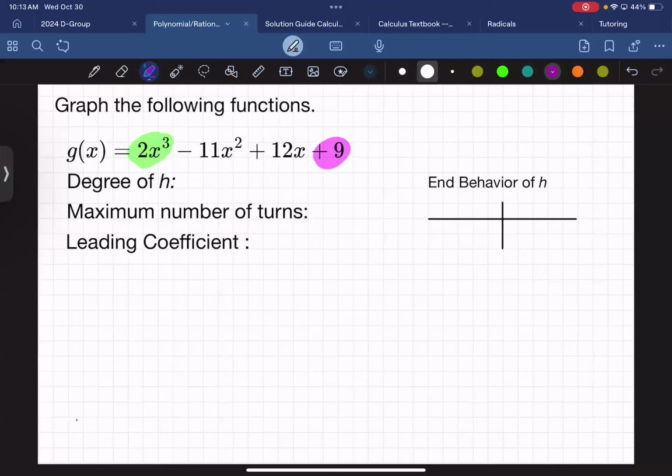From there, remember that the exponent is what tells me the degree. So, hey, we're working with a degree 3 polynomial, hence why I called it cubic. The maximum number of turns is one less than the degree. And then the leading coefficient is 2.